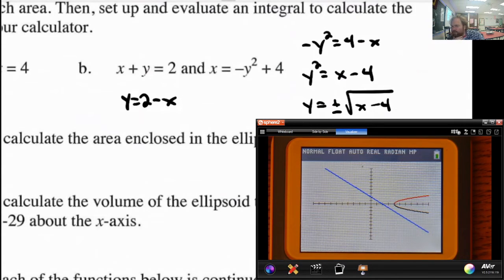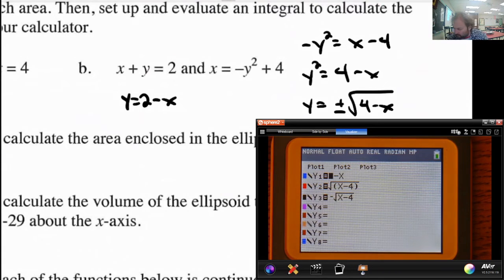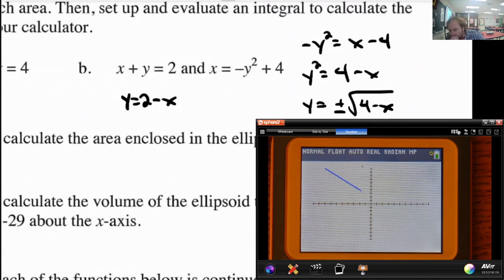x equal to negative y squared plus 4. I did. Negative y squared is equal to... Oh, I had it right the first time. So I did a little bit of a math mistake there, as I am wont to do. This is x minus 4, so this is 4 minus x. So plus and minus the square root of 4 minus x. Got to go into my calculator and fix a little bit here. 4 minus x and 4 minus x. I'm going to graph that. There we go. This should work. We'll see how we do here. There we go. That's probably more what we're looking for.